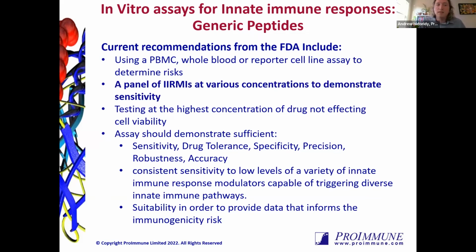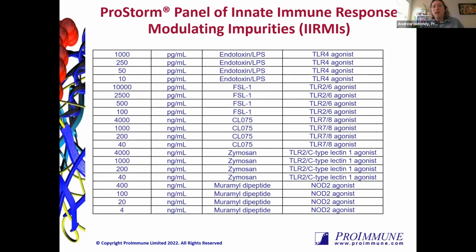Focusing in a little bit on this panel of ERMIs that I was describing, we have a set panel right now that utilizes 5 ERMIs. These are endotoxin, FSL1, Clo75, zymosan, and muramyl dipeptide. All of these target different TLRs, and that's all listed here. We do these in a set series of concentrations that have been derived empirically and show really nice response curves.